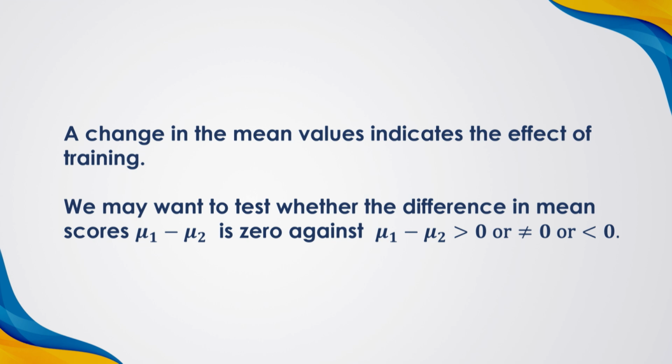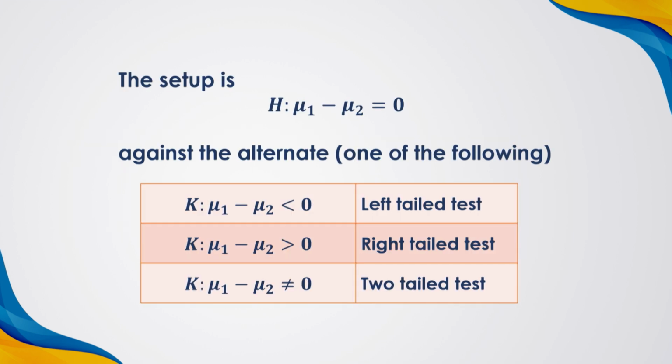So, we may want to test whether the difference in mean scores mu 1 minus mu 2 is 0 against mu 1 minus mu 2 greater than 0, or not equal to 0, or less than 0. The setup is the null hypothesis H0: mu 1 minus mu 2 equal to 0 against one of the following alternates. First, mu 1 minus mu 2 less than 0; second, mu 1 minus mu 2 greater than 0; third, mu 1 minus mu 2 not equal to 0.